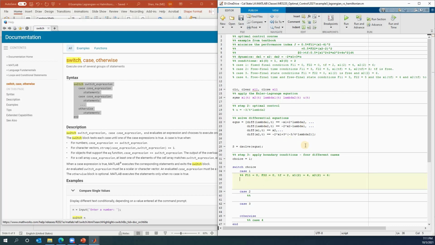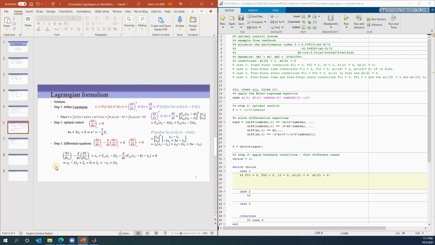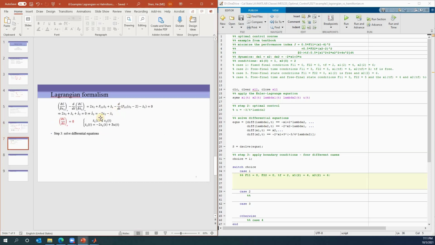Let's see how we find the boundary conditions. So in this problem, f11 is equal to 0, f22 is equal to 0. And if we look at our differential equations, now the differential equations have f11 and f22. So actually that's really nice. All these differential equations will always be like that. It's not affected by f11 and f22. So tf is equal to 2. We also have this overall boundary condition, right? Let's copy this as well.